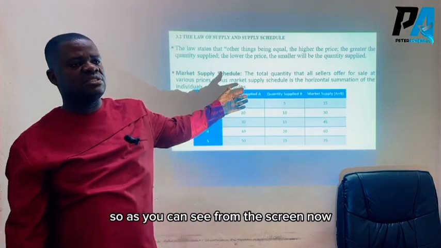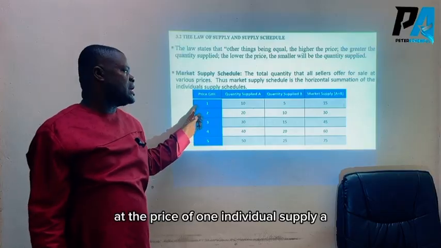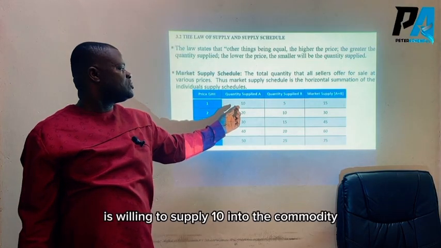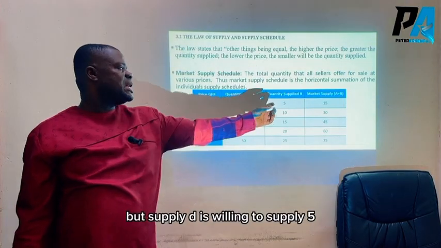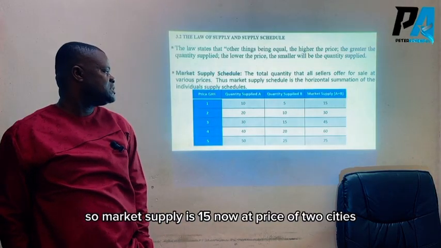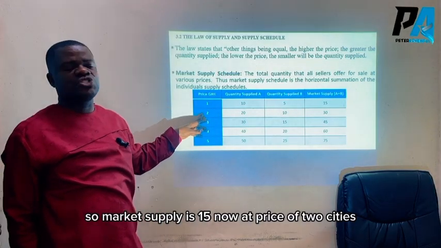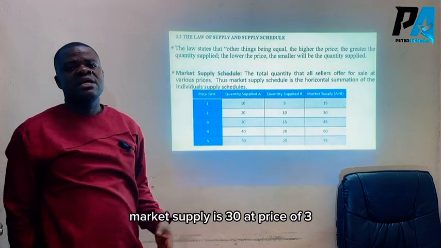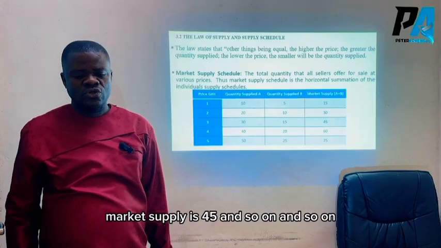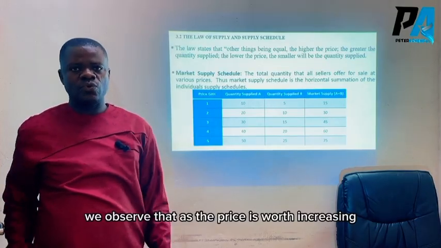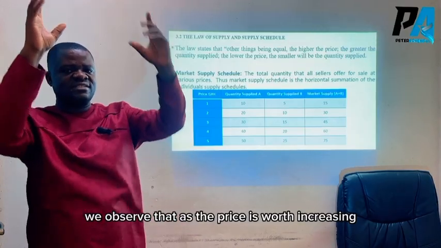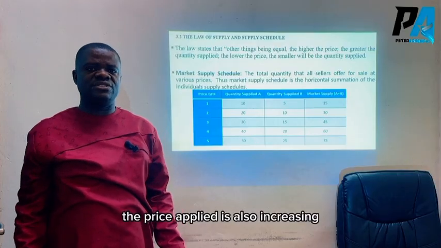As you can see from the screen, at the price of 1, individual supplier A is willing to supply 10 units of a commodity, but supplier B is willing to supply 5. So market supply is 15. At a price of 2 cedis, market supply is 30. At a price of 3, market supply is 45, and so on. So what do we observe? We observe that as the price is increasing, the quantity supplied is also increasing.